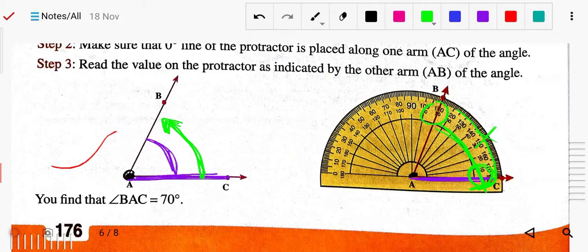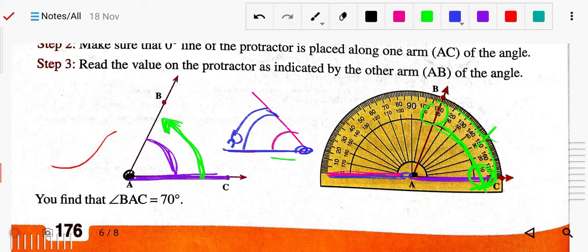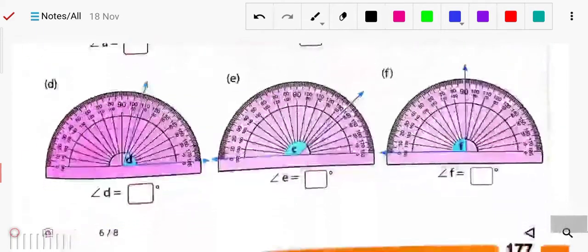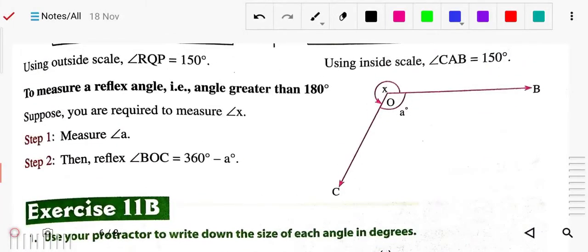Okay. Suppose the angle is like this, and we have to measure this angle. This side we will place over this, the same side, and this center will be here, and we will measure from here, counting from 0 to here. So the outer scale we will use. Okay, in this way we will do it. Understood?